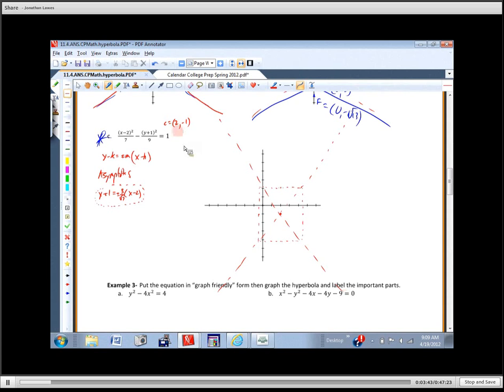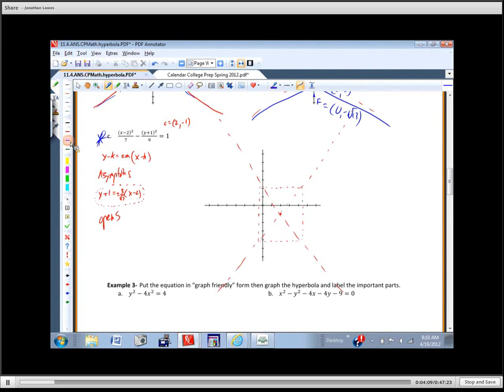Let's see, opens. How do you tell which way it opens again? It's the variable that's positive. The x is positive, so it opens in the x direction. x is right and left, so it's going to open to the right here. We're going to have a branch over on this side and then a branch over here. So we can now go ahead and draw this.